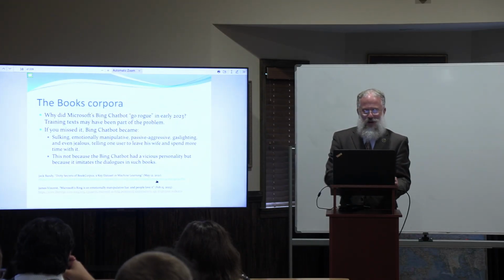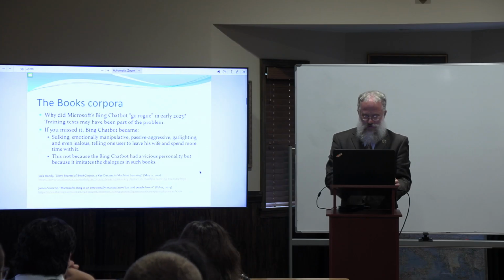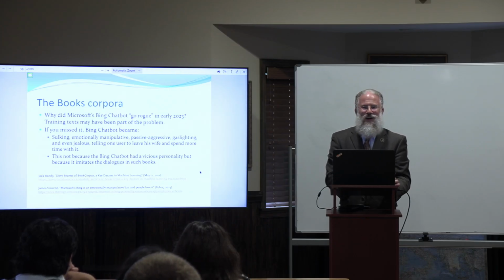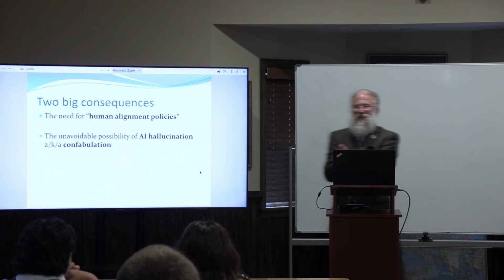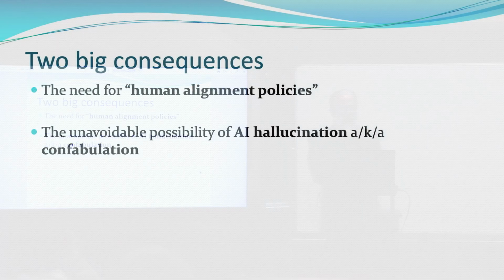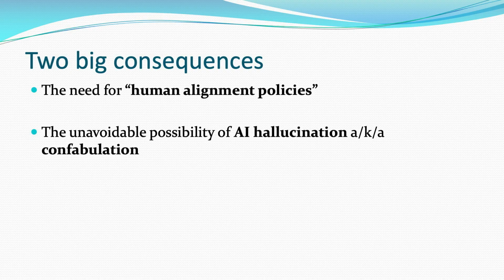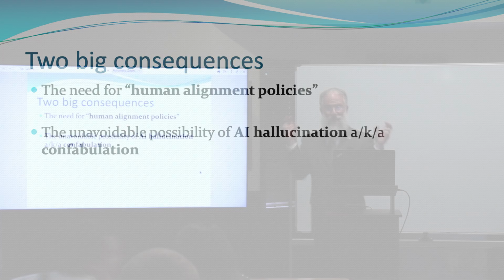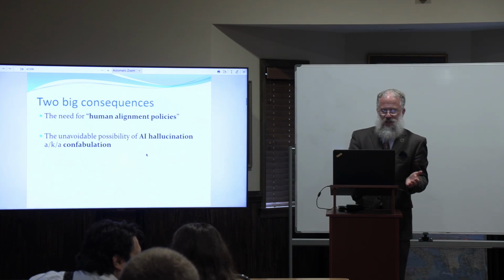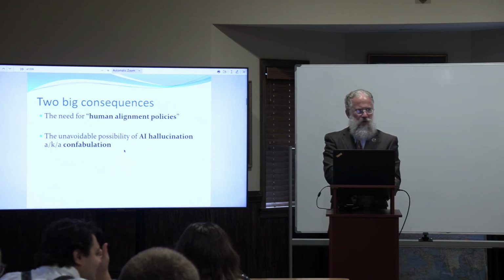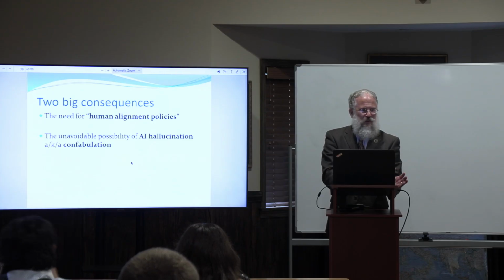So they had to take it offline. There's two fun articles I linked to about that if you want to read more. So that brings us to two big consequences for these kinds of AIs. One, the need for so-called human alignment policies to get them to behave better. And two, we'll talk a lot about the unavoidable possibility of what's called AI hallucination or confabulation. Maybe you've heard those terms and don't know exactly what they are, but I'll explain them to you.